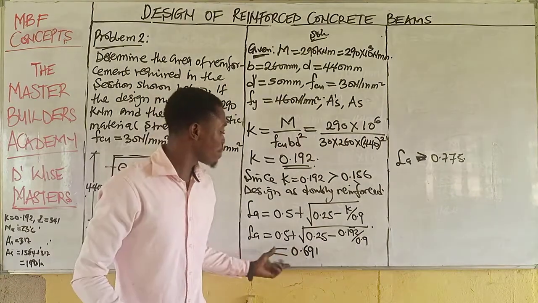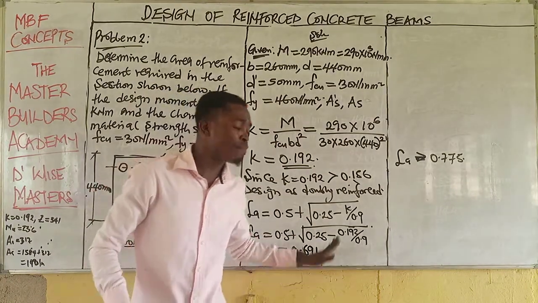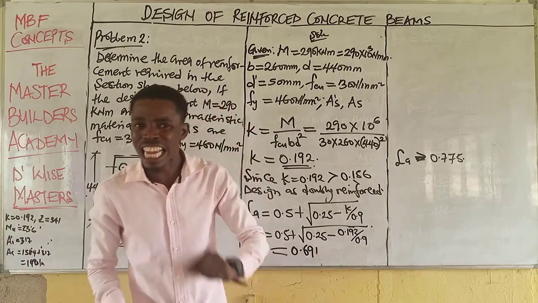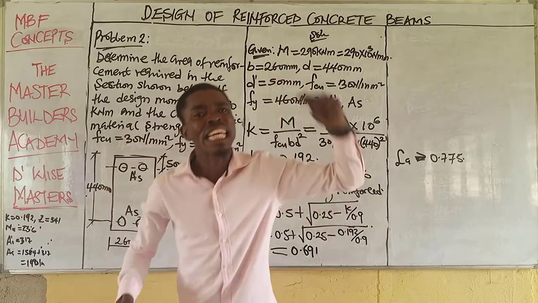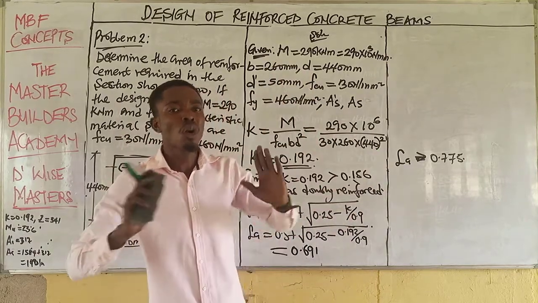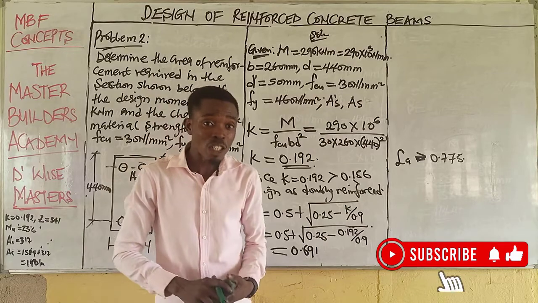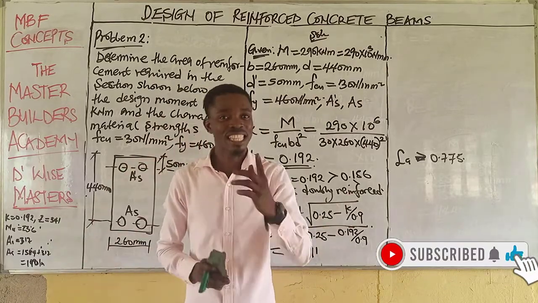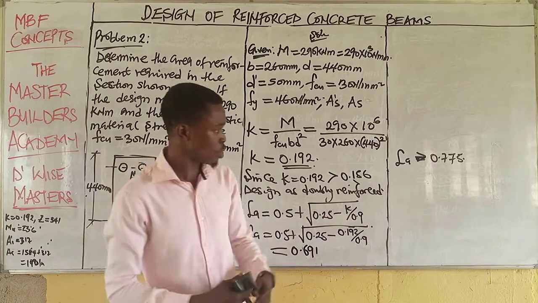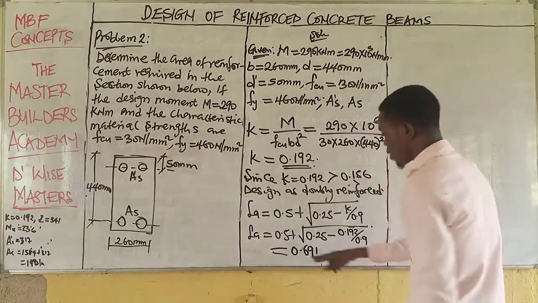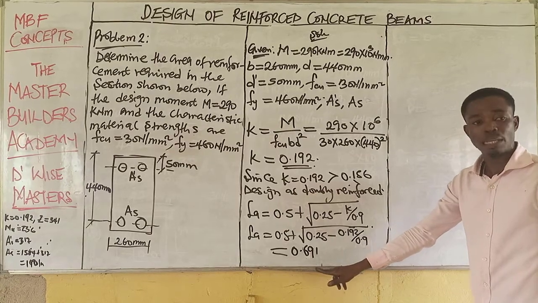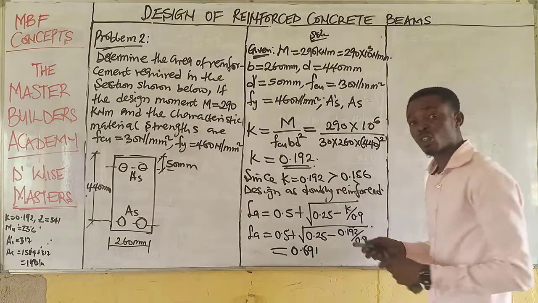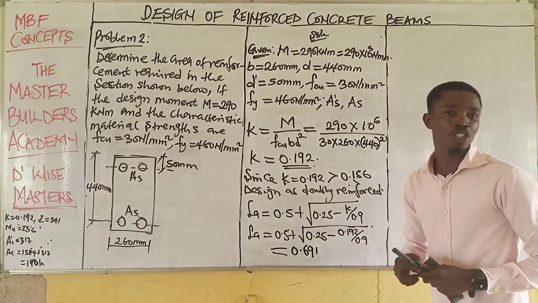So therefore, anytime the calculated lever arm factor is less than the lower limit, you make use of the lower limit. And understand that for every doubly reinforced concrete beam section, the lever arm factor will always be less than the lower limit. If this is taken, then I deserve a round of applause. Now let's continue. Since the lever arm factor calculated is less than the lower limit of the lever arm factor class, hence we will make use of the lower limit. This is a boundary condition.